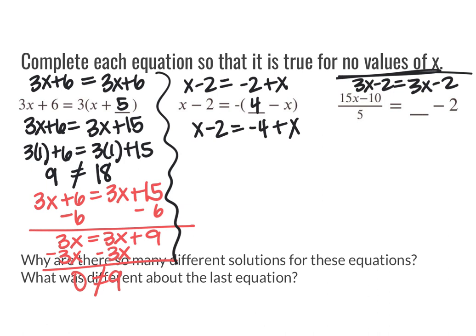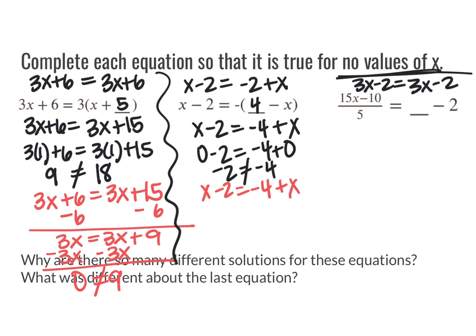So let's just substitute and see what we got. I'm going to try, let's do 0. So I'm going to do 0 minus 2 is equal to negative 4 plus 0. So now I have negative 2 is equal to negative 4. Is that true? It's not. So now let's do like we did in the previous one. Let's just solve the equation. So I have x minus 2 is equal to negative 4 plus x, okay? So then I'm going to go ahead and add 4 to both sides.